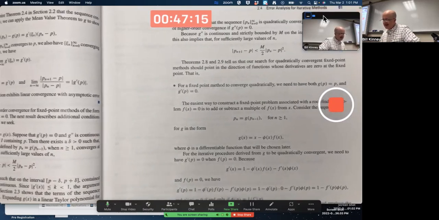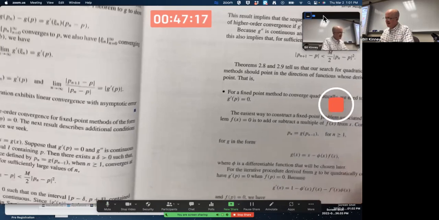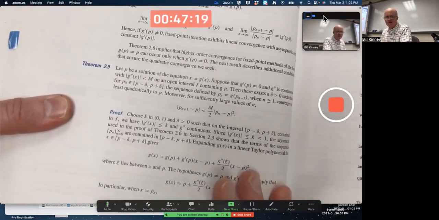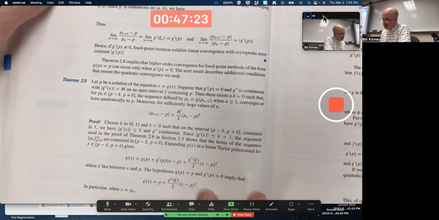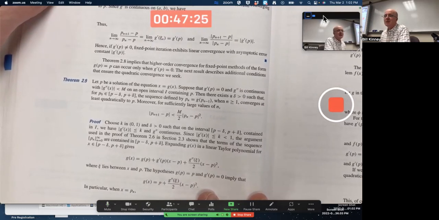Theorem 2.9, and the discussion that follows is probably the most important part of this section. Gets even more complicated, though.